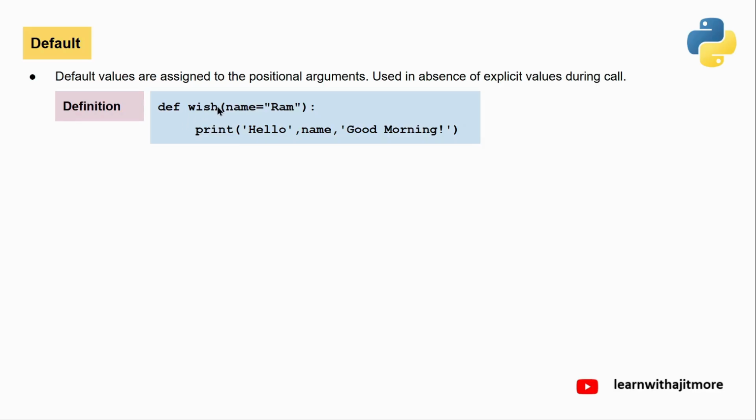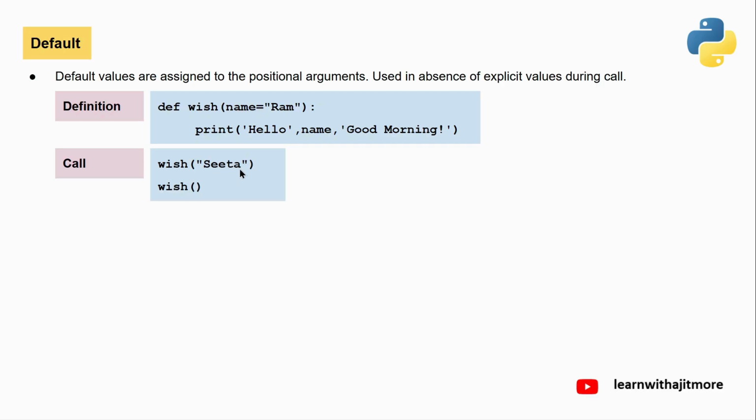Example: def wish(name="Ram"). The default value I have given to this parameter is Ram. So at the time of call, if you don't give any explicit value, it will take this default value. Print hello, name and good morning. See, I'm calling. The first time, I've given the explicit value Sita, wish("Sita"). So Sita will be used. It will not take the default value because you have given the explicit value.